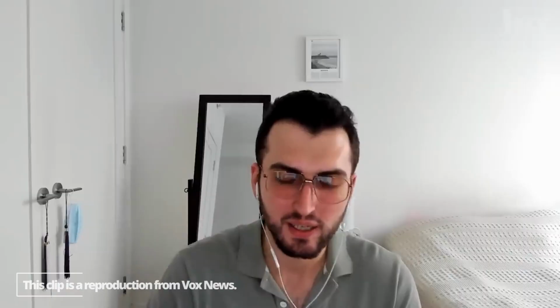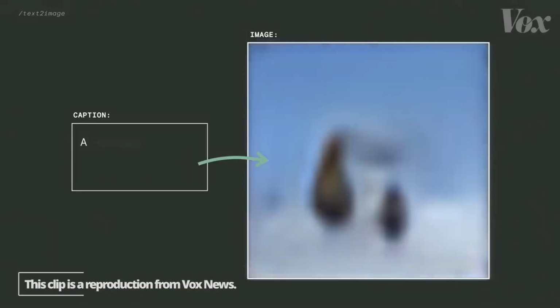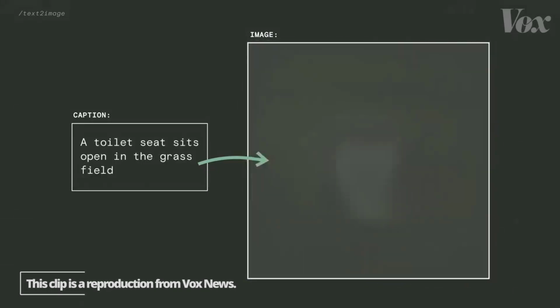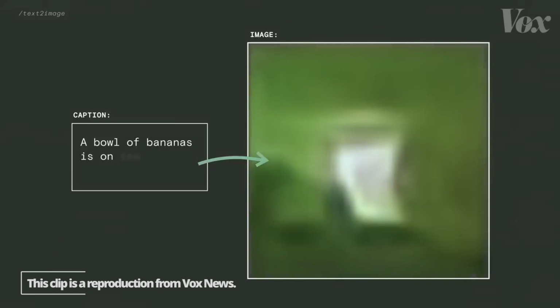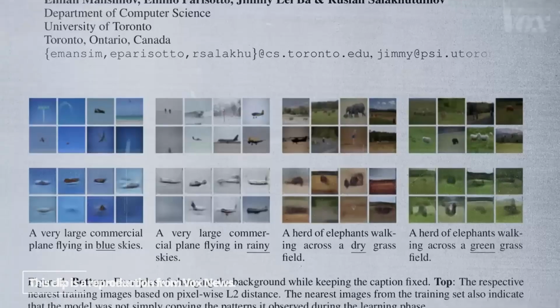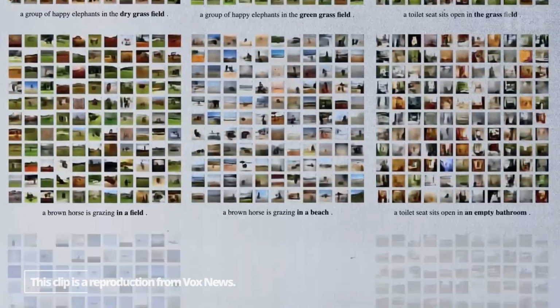They tried some other prompts, like a herd of elephants flying in the blue skies, a vintage photo of a cat, a toilet seat sits open in the grass field, and a bowl of bananas is on the table. Maybe not something to hang on your wall, but the 2016 paper from those researchers showed the potential for what might become possible in the future.